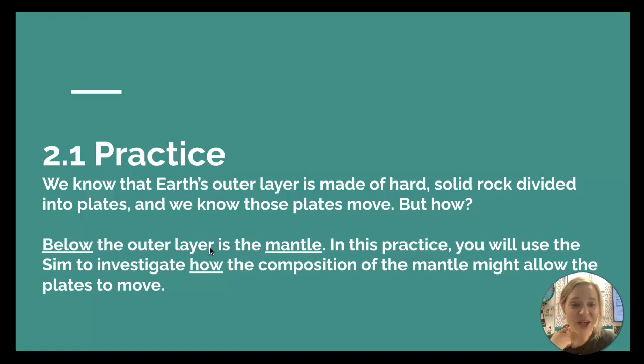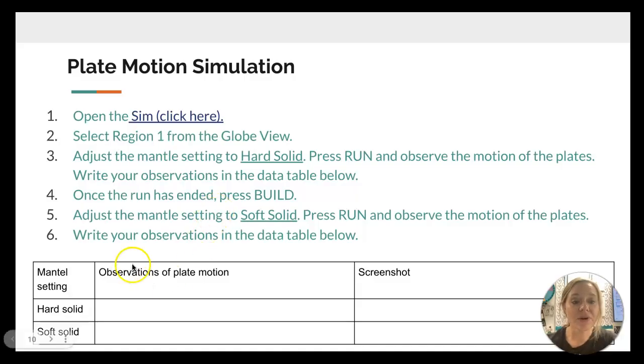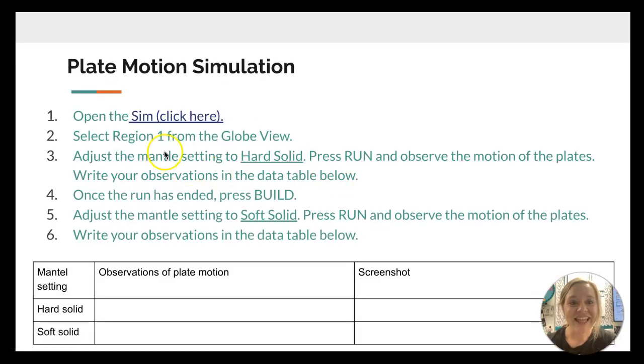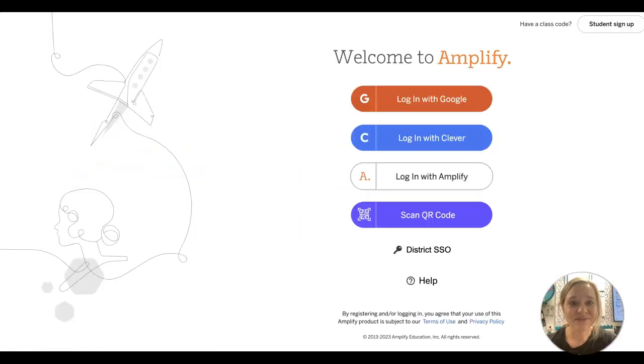So it says below the outer layer is the mantle, and in the practice we are going to use the simulation to investigate how the composition, so what the mantle is made of, allows the plates to move. You are going to record your observations in this chart in your practice assignment, and then I would also like you to take a screenshot and upload your screenshots into your assignments. So it says to click here to open the simulation, and then we're going to select region number 1.